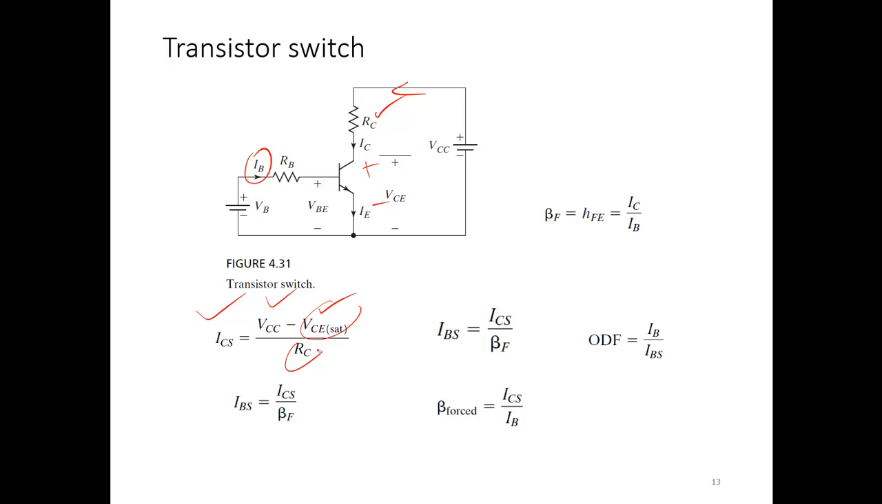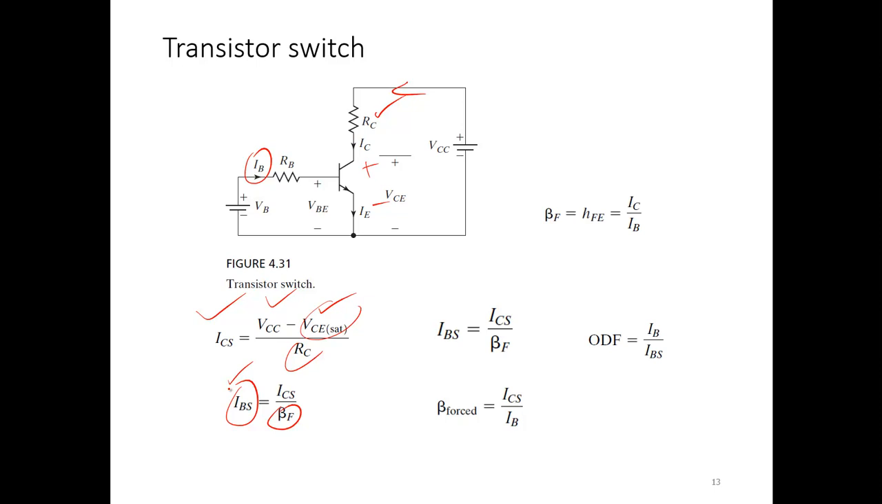Okay. Now what will be the corresponding IBS? It is the ICS divided by the beta of the transistor, whatever beta the transistor manufacturer specified. That's called the IBS, the corresponding base current at saturation. This is the collector current at saturation, and this is the base current at saturation.